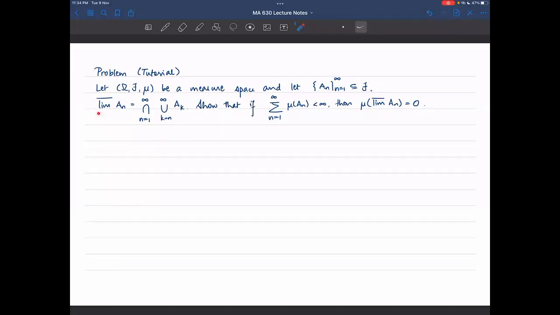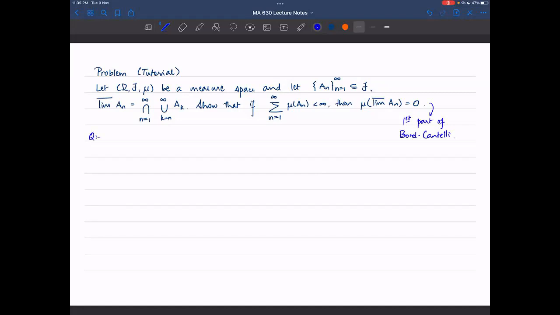As before, lim sup A_n is defined in the same way. It's the intersection n going from 1 to infinity, union k going from n to infinity, A_k. Now, the tutorial problem asks you to prove the first part of the Borel-Cantelli lemma. Namely, show that if the sum n going from 1 to infinity of mu of A_n is finite, then mu of lim sup A_n is 0. Okay, so the tutorial problem is to show in an arbitrary measure space that the first part of the Borel-Cantelli lemma holds.